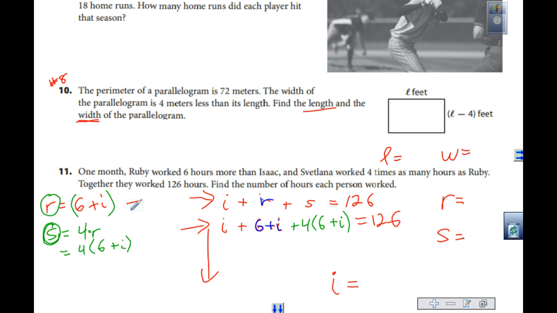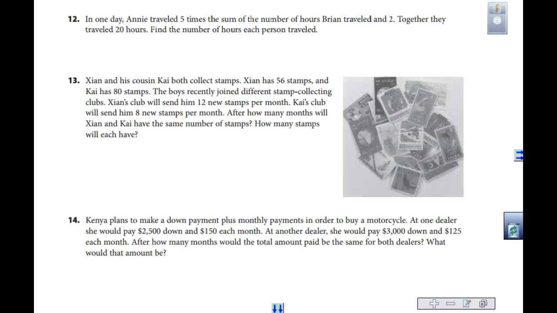Maybe one. Let's use all of them actually, but start again. You have to find out how much Isaac worked. Once you know how much Isaac worked, then you can find out the others using these right here. Let's see here. Do one more, same thing.